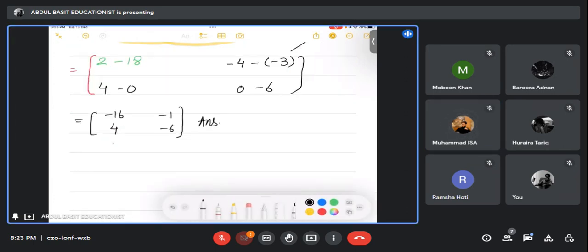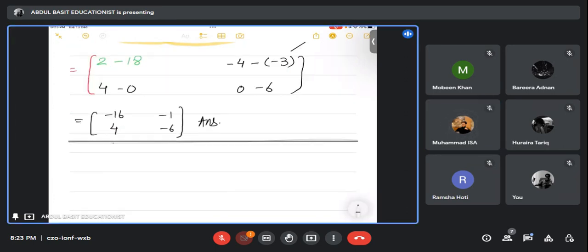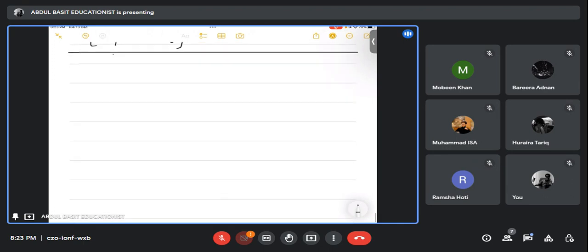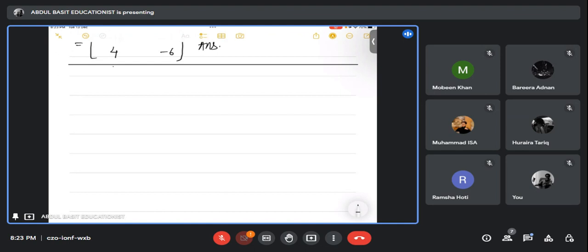If this is clear, then we can move towards the multiplication of the matrix. Now I need your non-stop attention. This is the most tricky part of matrices. And it's very easy if you understand in this first 5 minutes. So please pay attention. If you don't understand, you have to tell me, okay?